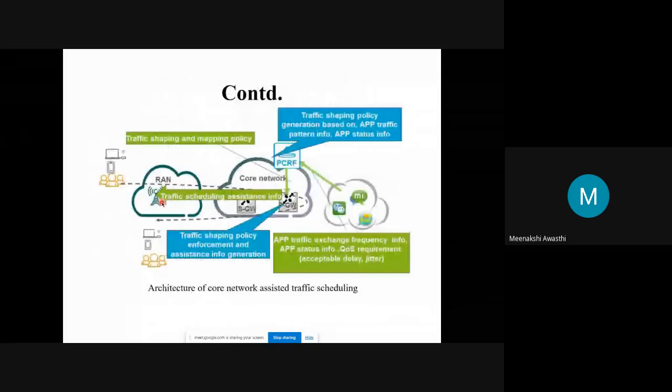So this is the first architecture, core network assisted traffic scheduling. In this architecture we can see how to design the architecture of a core network which is assisted by traffic scheduling to improve the energy efficiency of a 5G network.